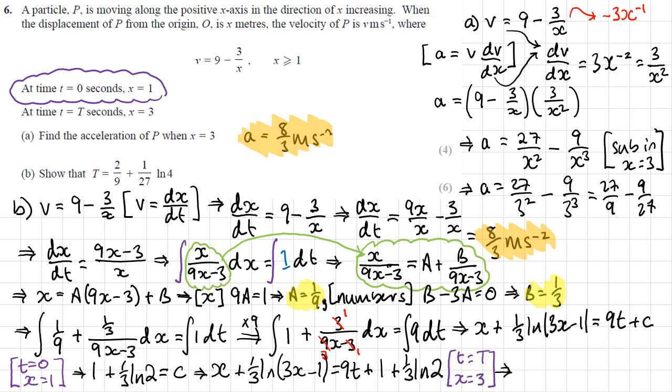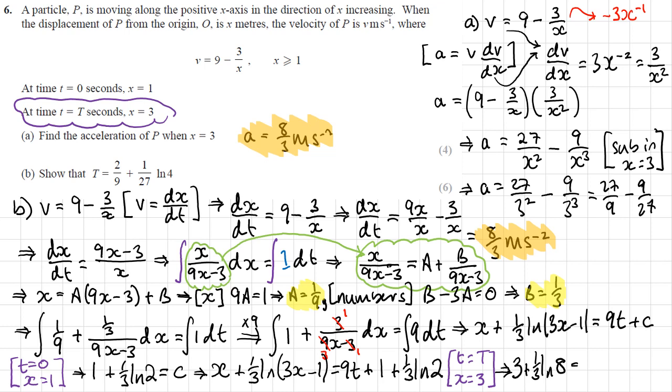So now I'm going to sub in that t is equal to big T, and x is equal to 3 into my full expression here. So what will I have? X becomes 3, so 3 plus 1/3 natural log, and then we'll have the 3 going here, so 3 times 3 minus 1, so that's going to be 1/3 log 8, is equal to 9 times big T plus 1 plus 1/3 log 2.